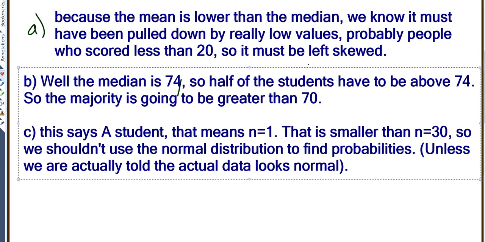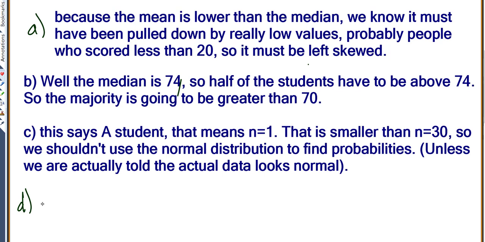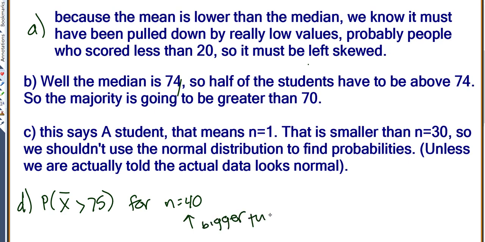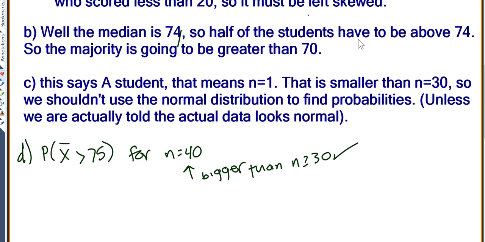Part D says, let's find the probability that an average score is greater than 75 for a sample size of n equals 40. Well, this is bigger than n of 30, so we are good to use the normal distribution to find probabilities. So again, because we're looking for the sample mean and we know we have a big sample size, we know that our possibilities for all of our possible sample means, that sampling distribution, will be normal.